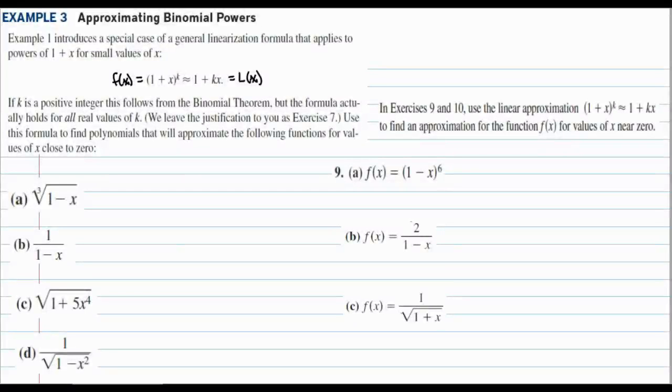This is a screencast for section 4.5, example 3. We're going to approximate binomial powers. Now, in example 1, you saw 1 plus x to the 1/2 power, or the square root of it. Now, what they're saying is that it's a binomial raised to a power.